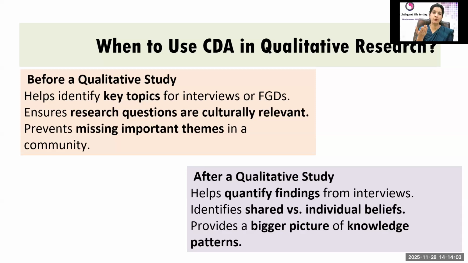So it helps to identify key topics and it helps to draft a question or a questionnaire so that you can do a full in-depth interview and the focus group discussion. This ensures that whatever you are asking is culturally relevant and it prevents missing any important theme in a community. Or you can do it after a qualitative study also. Like you have got a qualitative finding, but you want to quantify that finding. So you can again go and ask regarding those, and you can complement the research question for which you have already gotten some finding from the qualitative research.